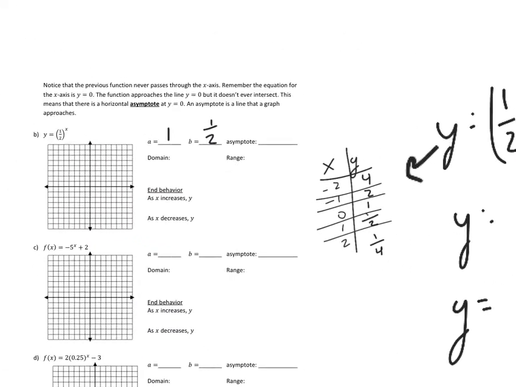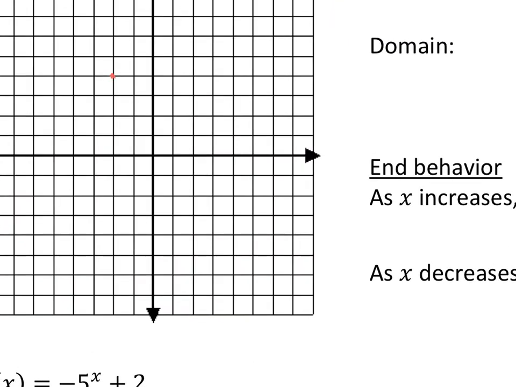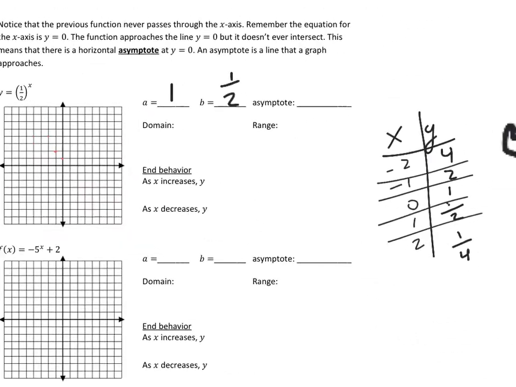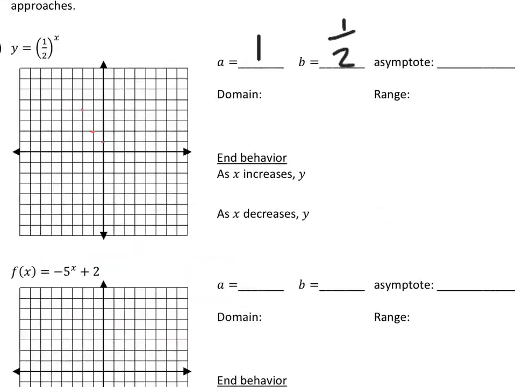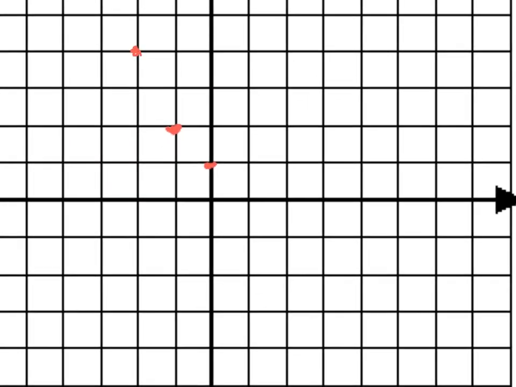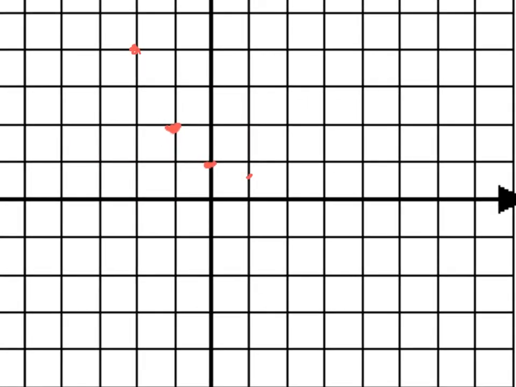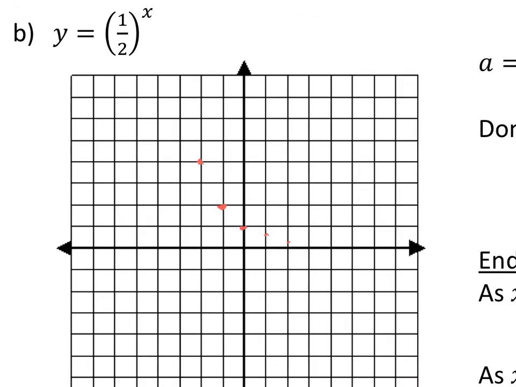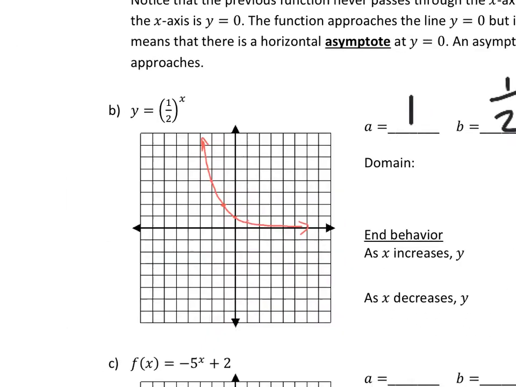Okay, and then I got negative 1, 2. Got 0, 1. 1 and 1/2, 2 and 1/4. Again, if I was to connect these, this side is continually going up and getting bigger and bigger and bigger and bigger. And this side is coming down, and again, it's going to come very close to 0, but it's not going to interact with it, and it's not going to go past it.